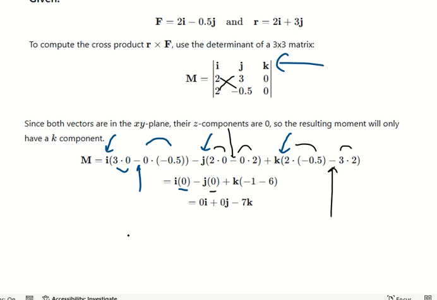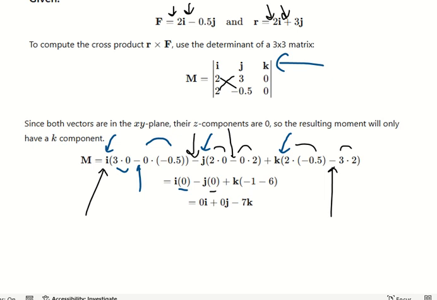And of course, you need to know the sign of I. The sign of I is positive. And the sign of J is negative, because you multiply this and this. And the sign of K is positive.